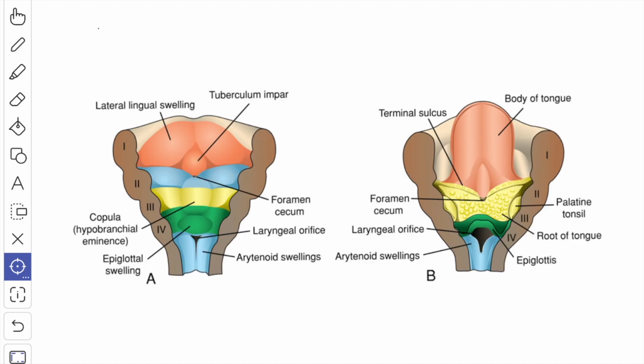Next, we'll see the development of the tongue. The mucous membrane is developed from the endoderm of the floor of the pharynx, and it is subdivided into anterior 2/3 and posterior 1/3. The anterior 2/3 or the oral part is developed from the fusion of a pair of lingual swellings of the first branchial arch and from an unpaired swelling, that is the tuberculum impar, which appears between the first and the second pharyngeal arches.